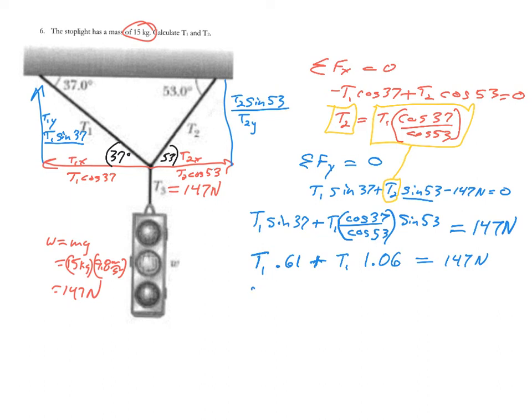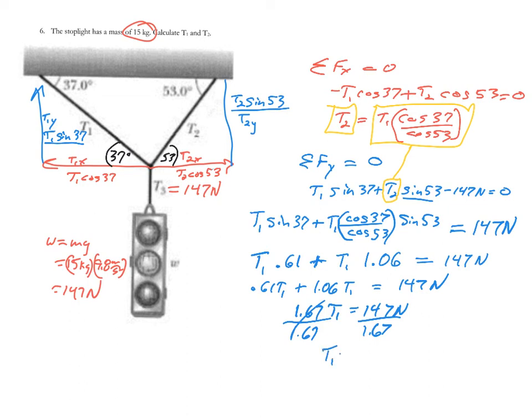Remember, these are really 0.61 T1 plus 1.06 T1. It's like 2x plus 3x. I don't know why I have to write it that way, but I do. So I just add 0.61 plus 1.06, and I get 1.67 T1 equals 147 newtons. How do you get T1 all by itself? Divide both sides by 1.67. And I get T1 equaling basically 88 newtons.